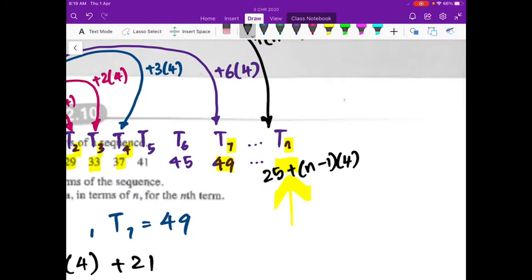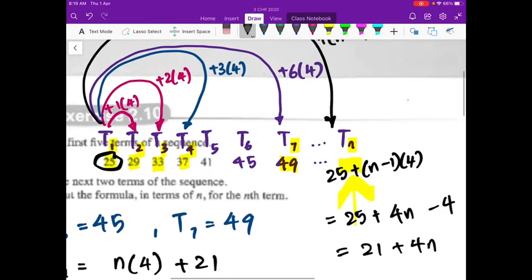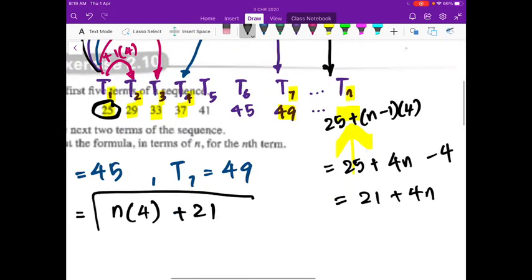Okay, Niviat, how do we simplify this? How to simplify? 4n minus 4. And you get 21 plus 4n. Okay? And this is the answer. Same as what Niviat said. 21 plus 4n.